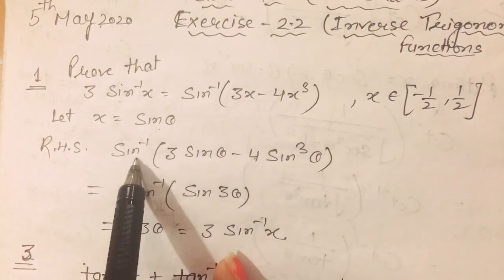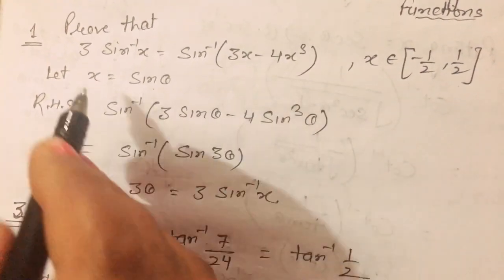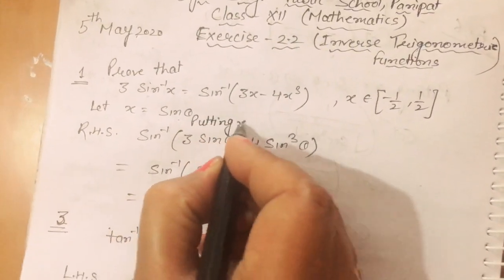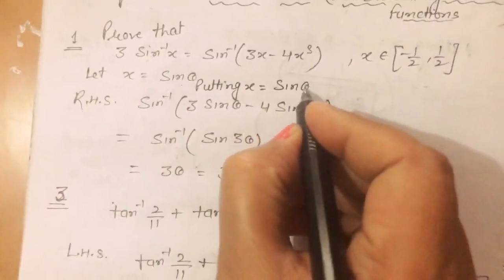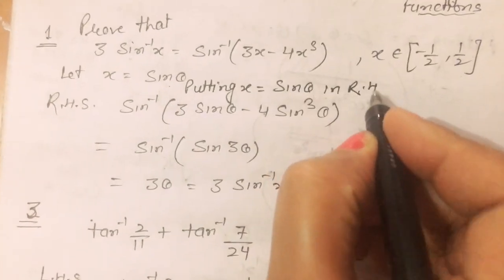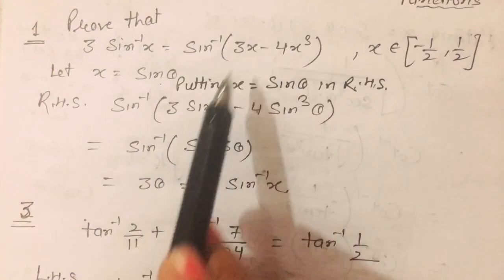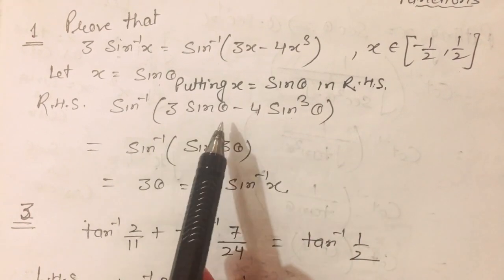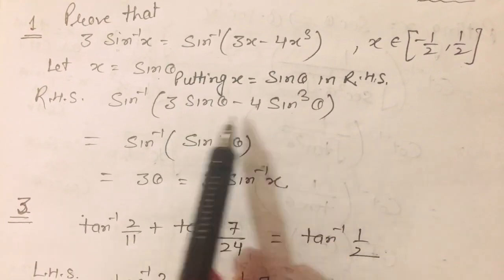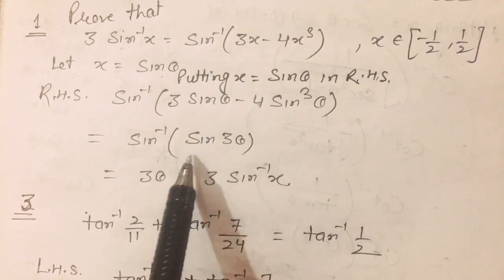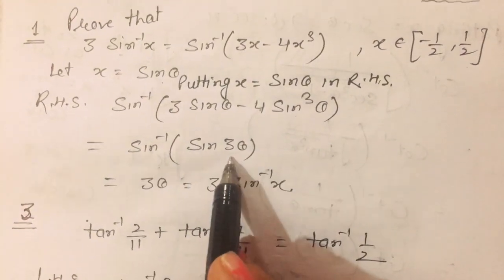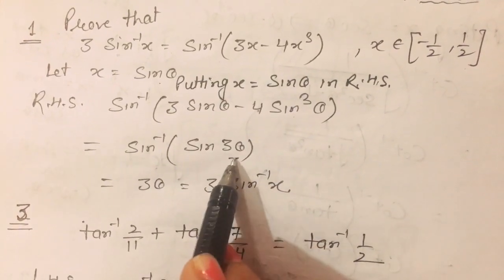So sine inverse of 3 sine theta, putting x is equal to sine theta in the right hand side. At the place of x we will put sine theta, here also sine theta. So 3 sine theta minus 4 sine cube theta, we know this formula, this is sine 3 theta. Sine inverse sine 3 theta, and we have to check whether this is in range or not.